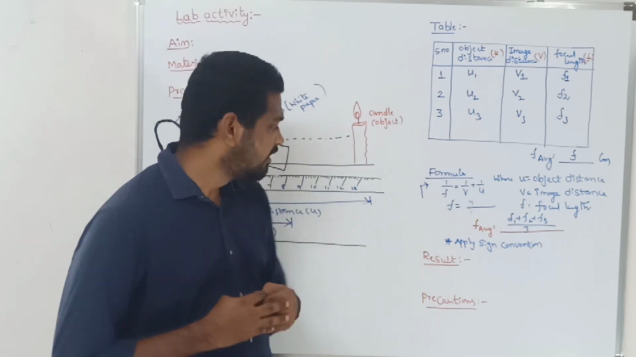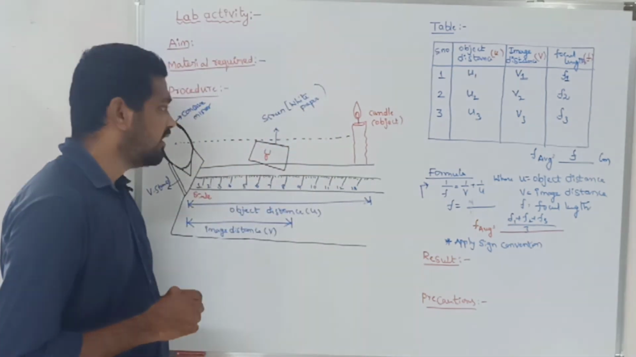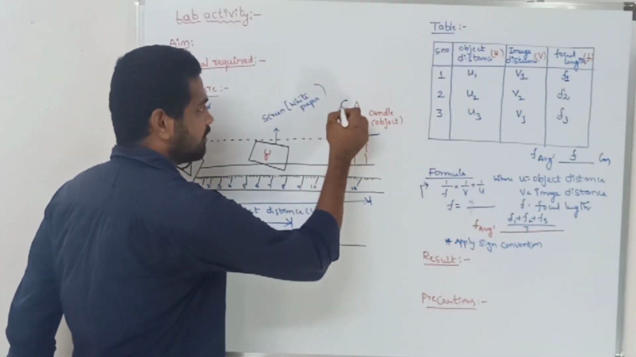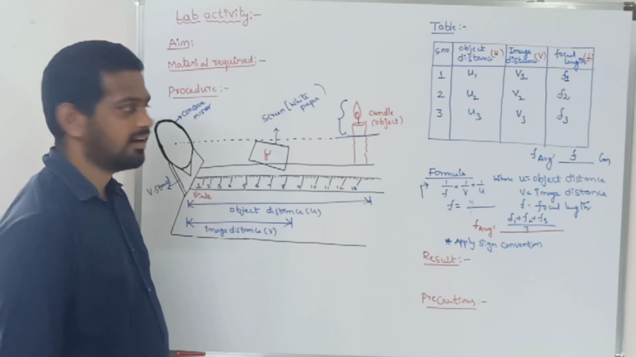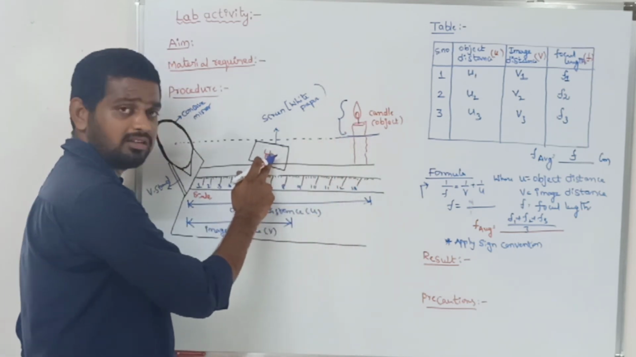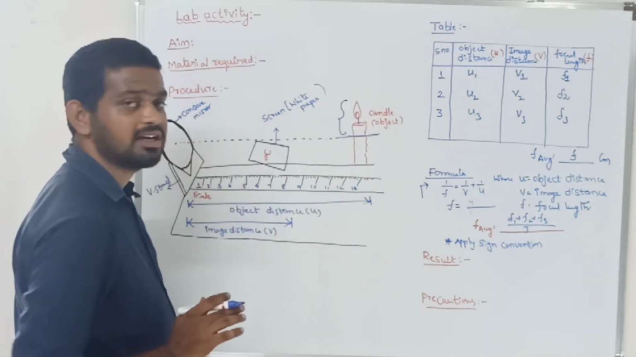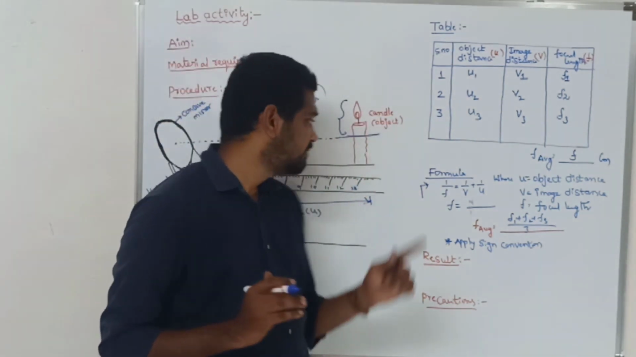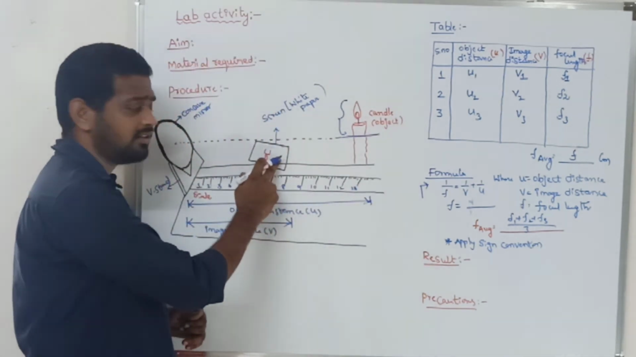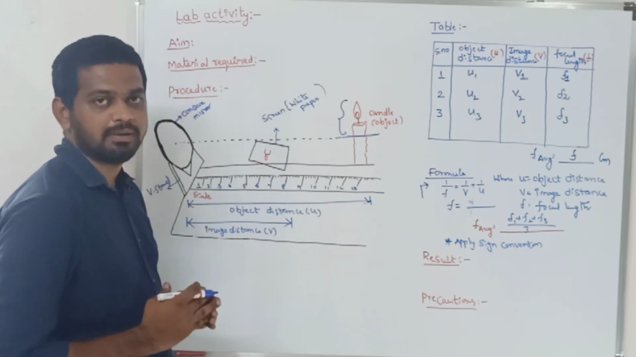Coming to the precautions, the precautions are very important. Here I place the candle above the principal axis, so this portion of the candle acts as the object. Clear? Why? Because here you get the image of this portion only. The first precaution is to ensure that the height of the object, nothing but the candle, is above the principal axis. Coming to the second precaution, ensure that the screen lies below the principal axis.